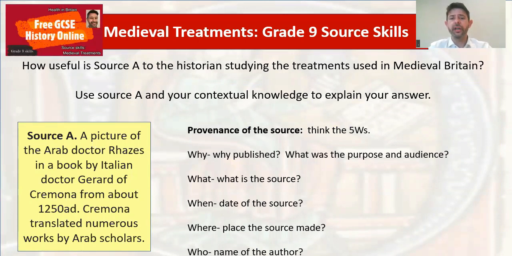What's the purpose of the source? What is the source? When was it made? Where was it made? Who was it made by? I'm going to try and find one thing out of all that I think is useful or not useful about the source so I can evaluate its usefulness.